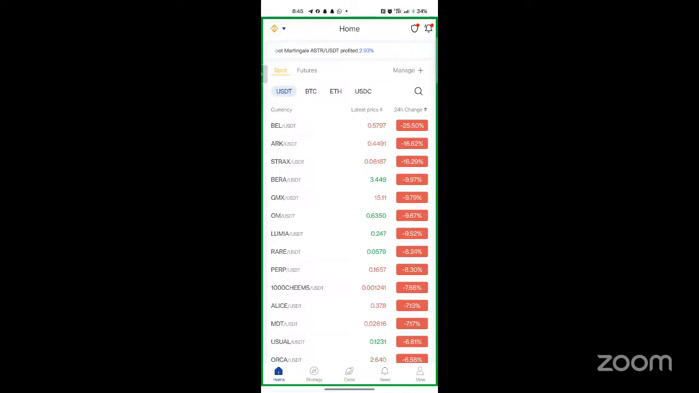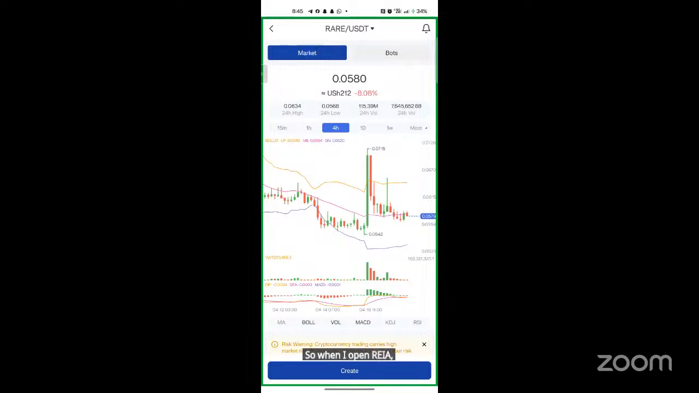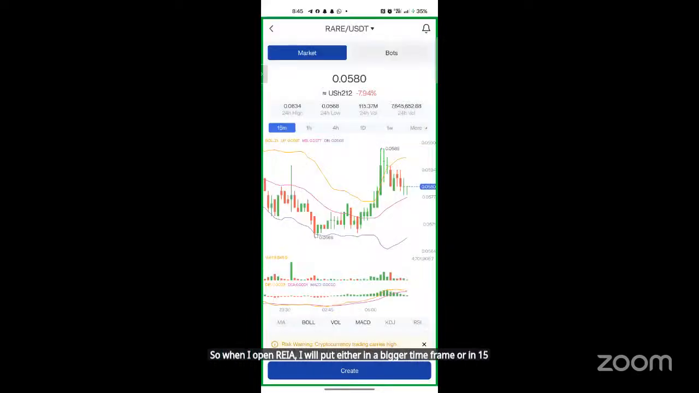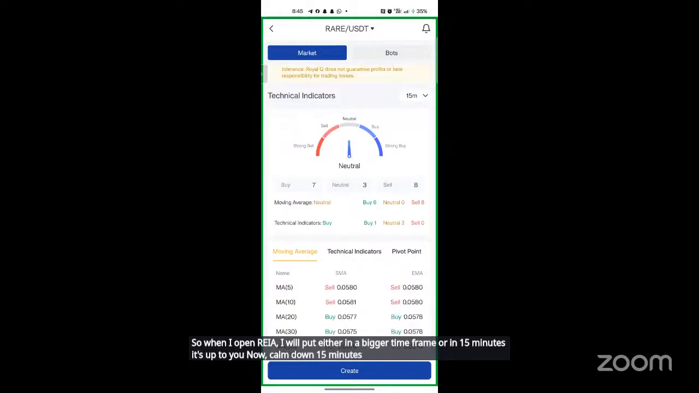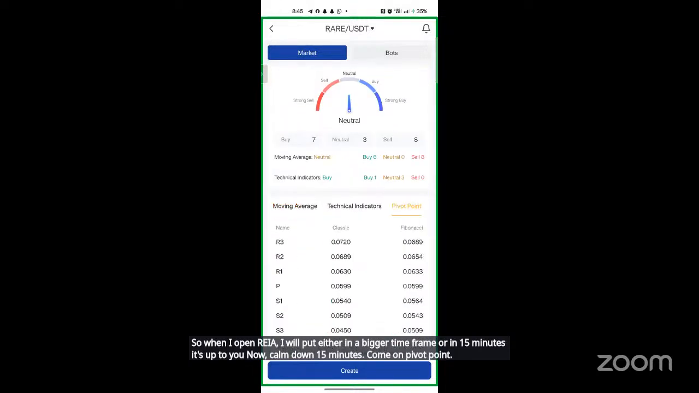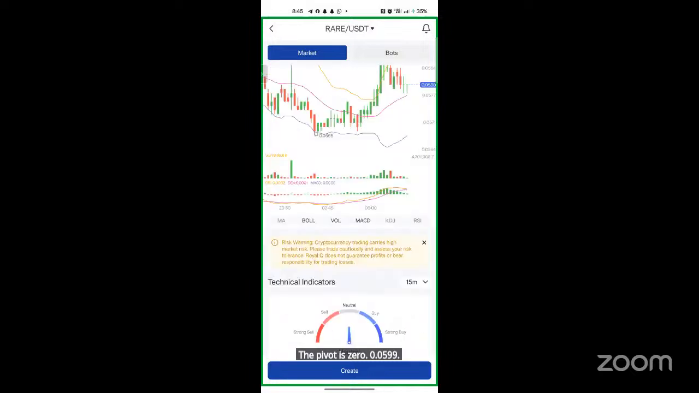But we can check any. For example, although these coins are many, let me check rare, because it's usually a good coin. So when I open rare, I will put either in a bigger time frame or in 15 minutes. It's up to you. Now, calm down. 15 minutes, come on pivot point. Number one, note the pivot. For example, in this case, the pivot is 0.0599. That's the first step.